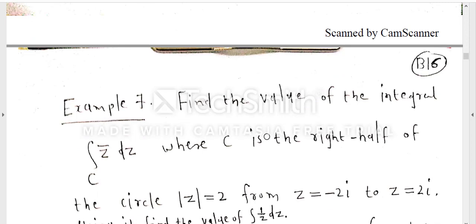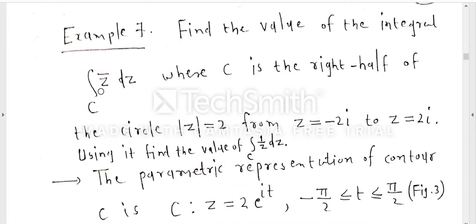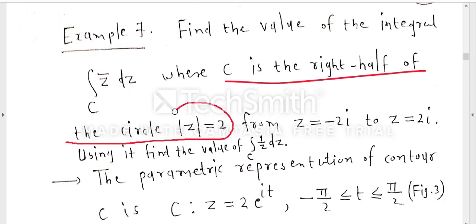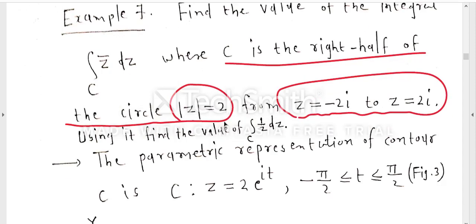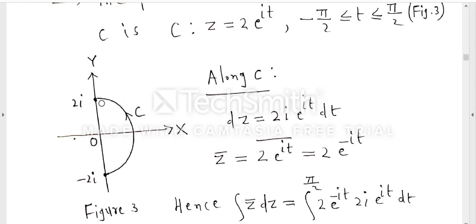Next problem. Function is z bar, c is the right half of the circle, mod z equal to 2. Mod z equal to 2 means circle with center origin and radius 2, from z equal to minus 2i to 2i. Okay, so it is like this. This is the circle, but we have to consider the portion of the circle from z equal to minus 2i to z equal to 2i.